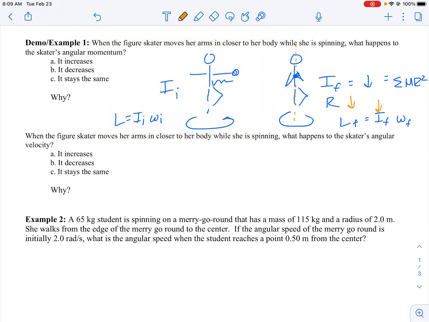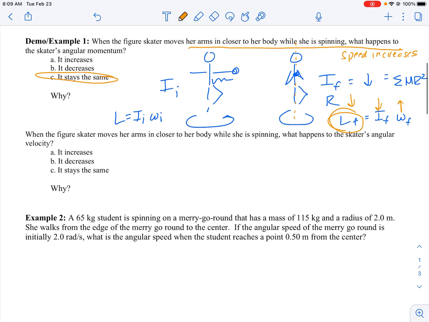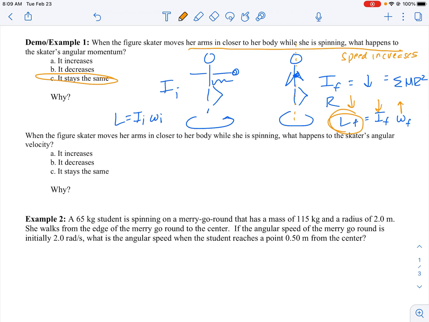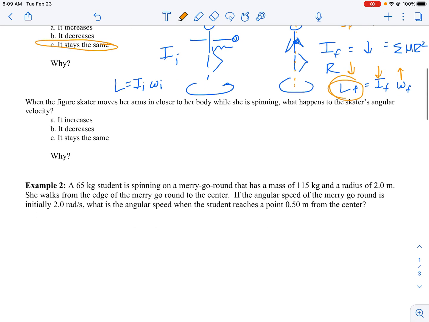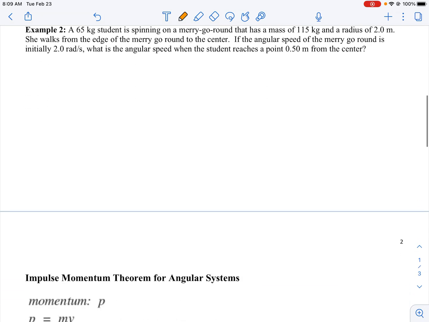in order to keep the angular momentum the same, the speed must go up. So when she brings her arms in closer to her body, her speed increases, but her momentum actually stays the same. So angular momentum is conserved just like linear momentum is conserved. So her angular velocity, actually we should use the word speed here. Angular speed increases, but her momentum stays the same.